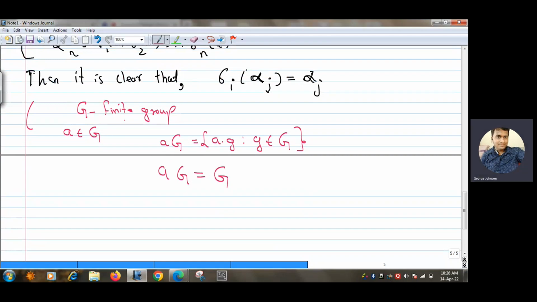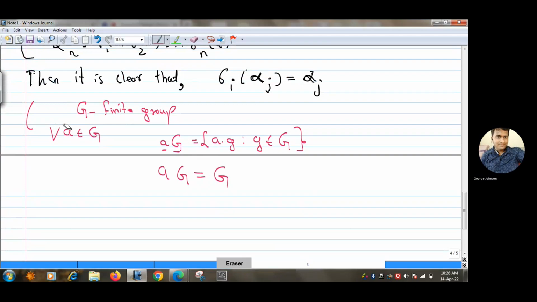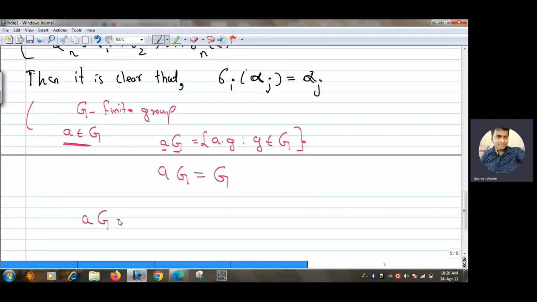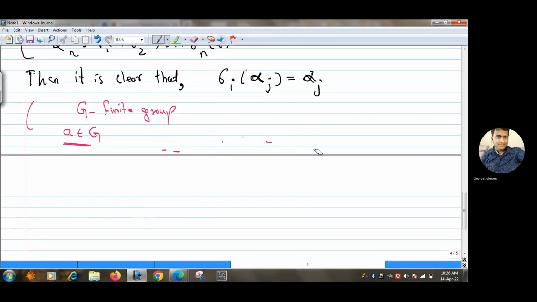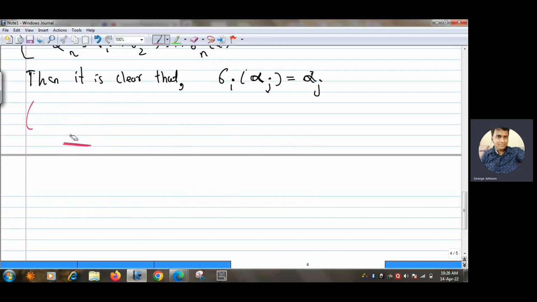That means from a finite group G, if we start with any element and multiply that element with the whole group, then again you will get the group back. Okay, any element. This is true for any a. That means if you start with an element of the group and multiply it with the group, you will get back the group. So using this result, it is true that sigma i of alpha j is nothing but alpha j.